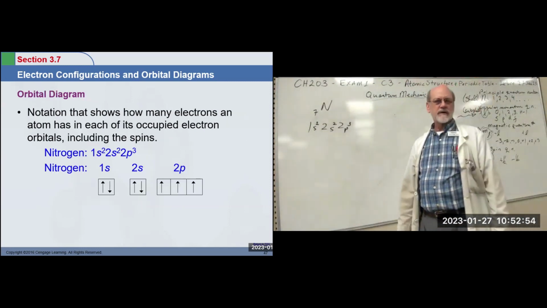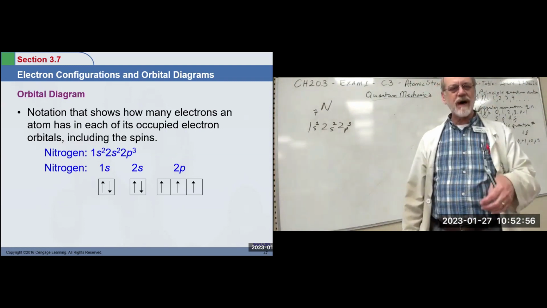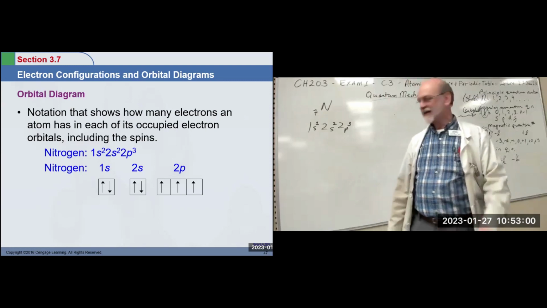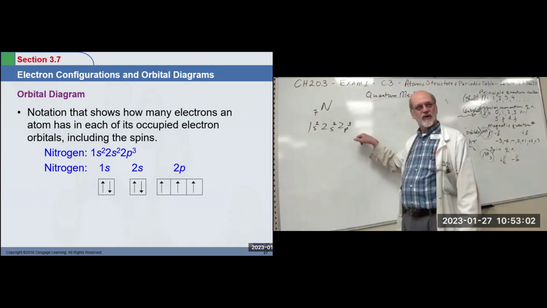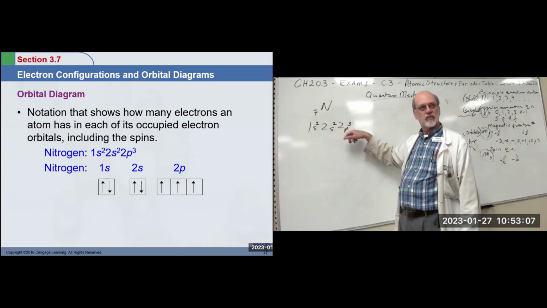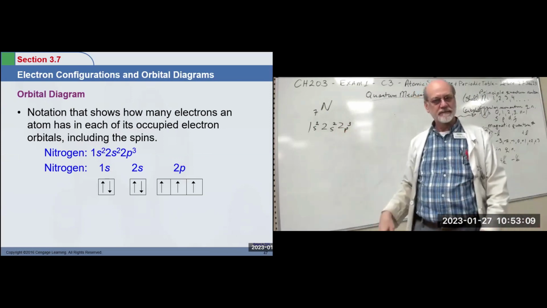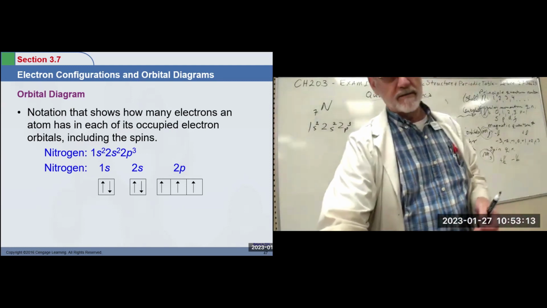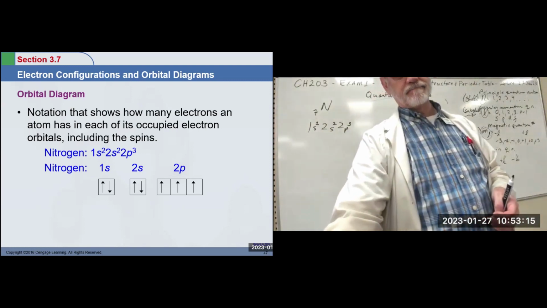Now, the authors, the creators of these slides, they like boxes and double-headed arrows. I don't. It takes too much trouble. So I just put a line for each orbital and then half arrows, one up, one down if we need it. But that's what it would look like for nitrogen.